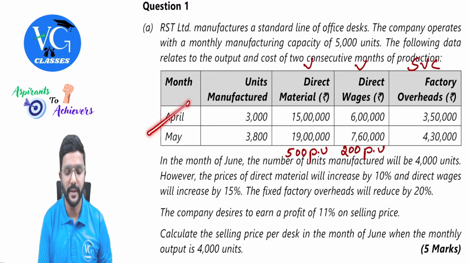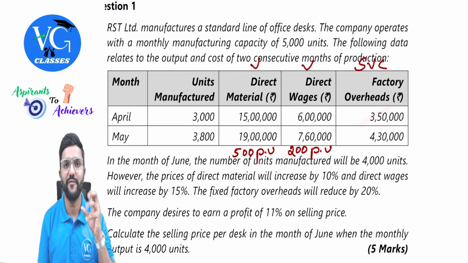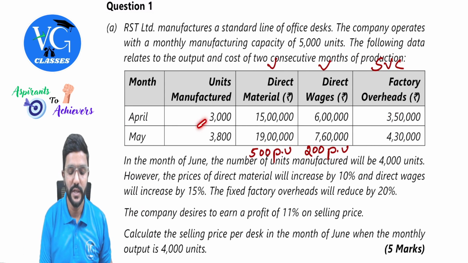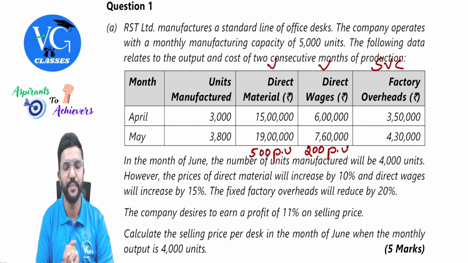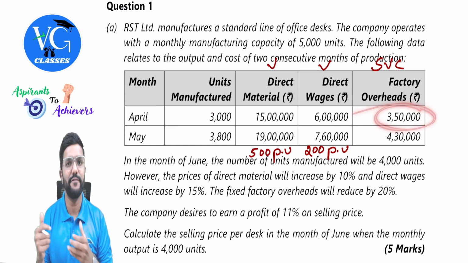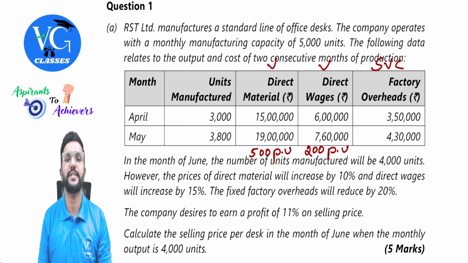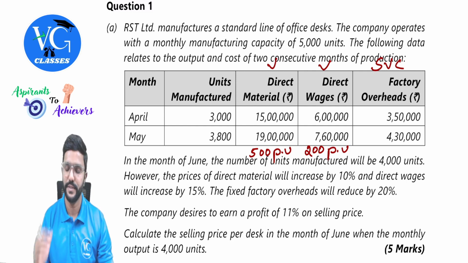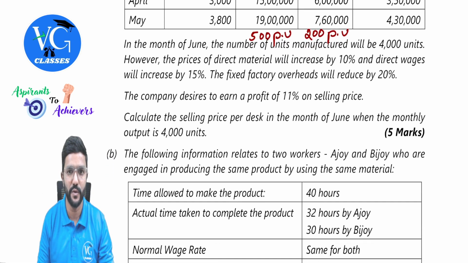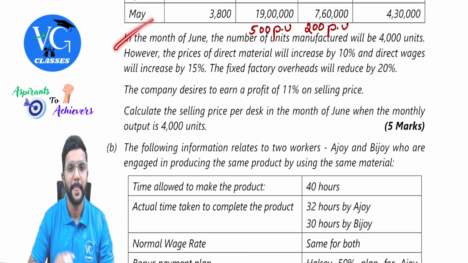So take any particular month. Let us take April. From April, take total factory overheads. Remove the variable portion. How much will be the variable portion, sir? 3,000 into 100 rupees per unit. We will get 3 lakh. So remaining is how much? 3 lakh 50 thousand minus 3 lakh variable. We will get 50,000. That is nothing but fixed factory overheads. So fixed factory overheads is 50,000, guys. Yes, sir. Fine. We will see the solution also. I have just explained the steps here.